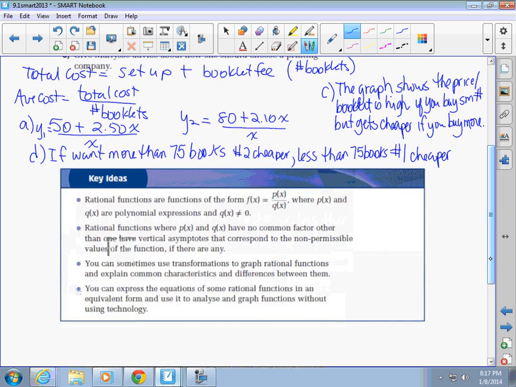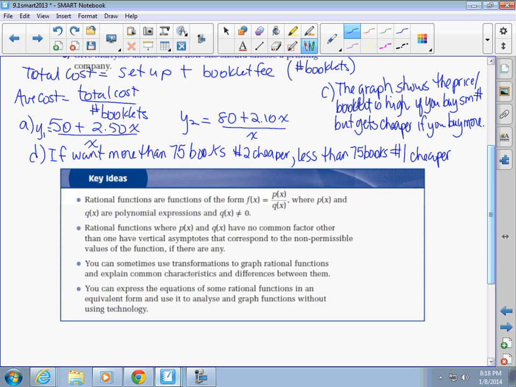Okay, so your key ideas here. Rational functions are of the form f(x) is equal to p(x) over q(x), so that's just saying it's going to be polynomials on there. So it could be an x, it could be an x squared, whatever variable that they want to use. But it's basically a variable, and your denominator cannot equal 0. It says rational functions where they don't have a common factor other than one have vertical asymptotes that correspond to the non-permissible values for the function, if there are any. Okay, so your vertical asymptote and your non-permissible values, if there are any, are going to be the same.